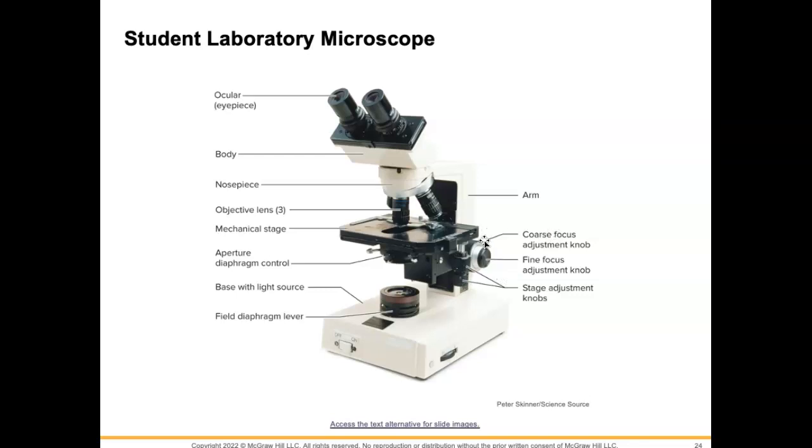Coarse adjustment adjusts the stage up and down in large increments. Fine focus adjusts the stage in small increments. The iris diaphragm changes the opening in which the light is shooting through. So it can be a very small opening or a very large opening.